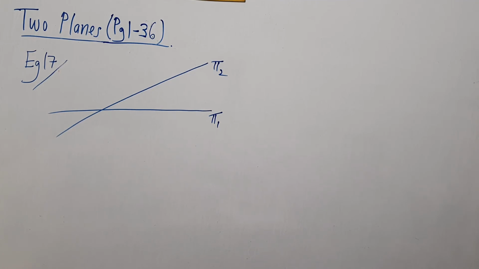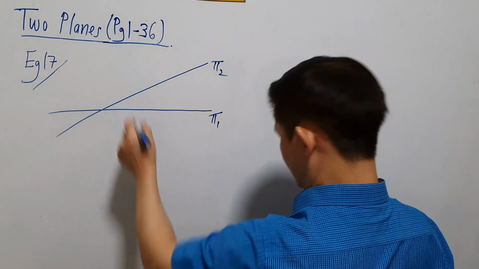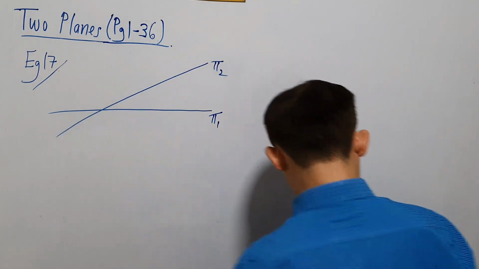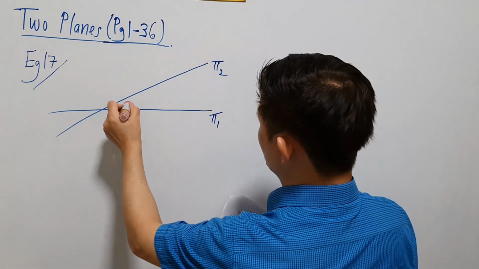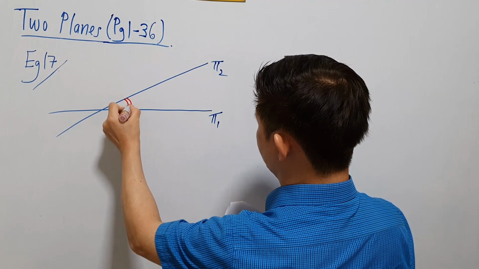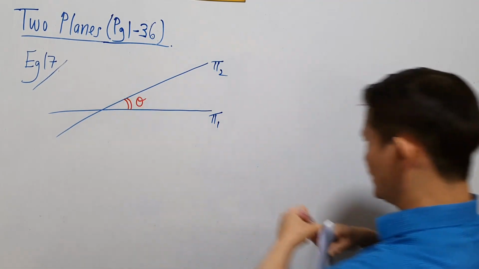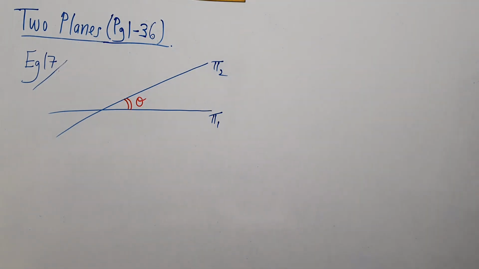And if you are talking about the angle between two planes, we are referring to the angle here. This is the angle between the two planes, pi 1 and pi 2. I want you to know that the angle between two planes is by default the acute angle between them. Right? How do we go about finding the angle between two planes?